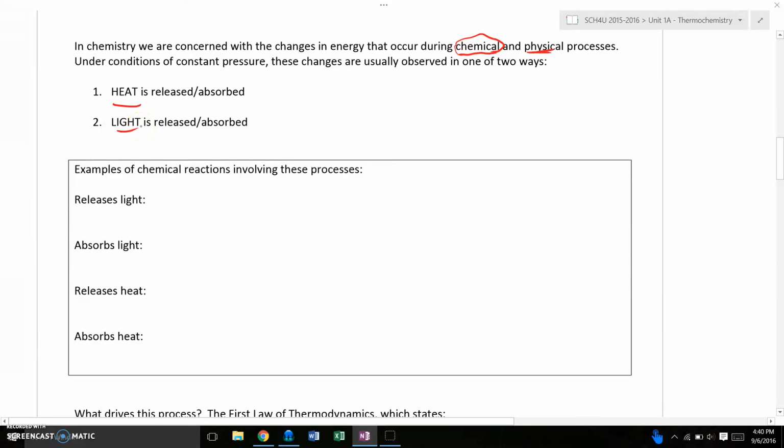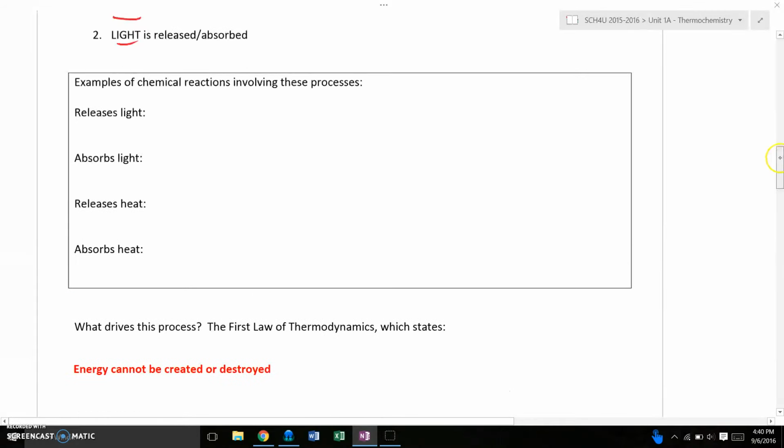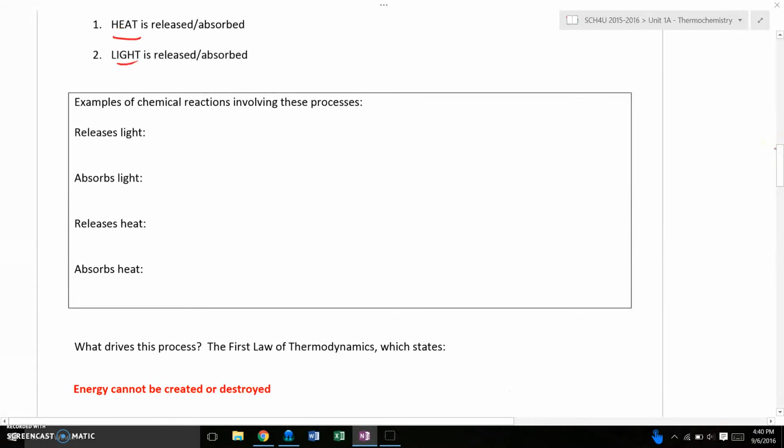Okay, so I'm not going to give you any specific examples. Well, maybe I'll give you some examples. So for example, something that releases heat would be a combustion reaction. And actually this falls into both. Combustion reaction, when you're burning something, light and heat are produced. Okay? The absorption of light, absorption of heat, is the opposite.